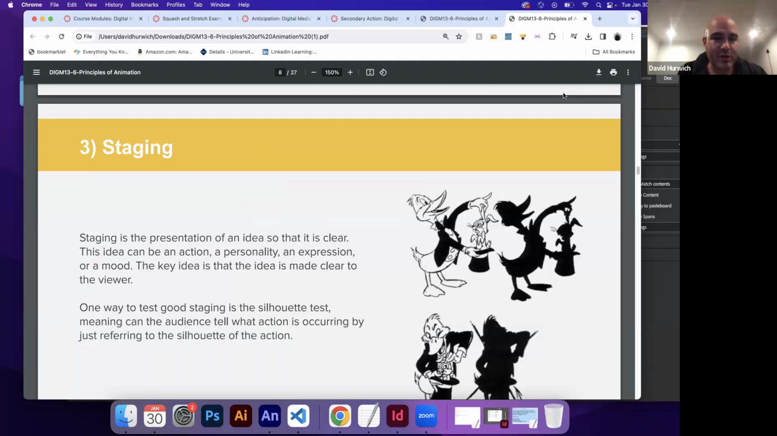Next principle is staging. What staging really means is presenting your scene or your characters in a way that's easy for the audience to understand. So here's what I mean by that. If I was a character in an animation drinking coffee, I would normally drink coffee like this because that's how people really drink coffee. But in an animation, I want everyone to know that my character is drinking coffee or whatever it is that they're drinking.